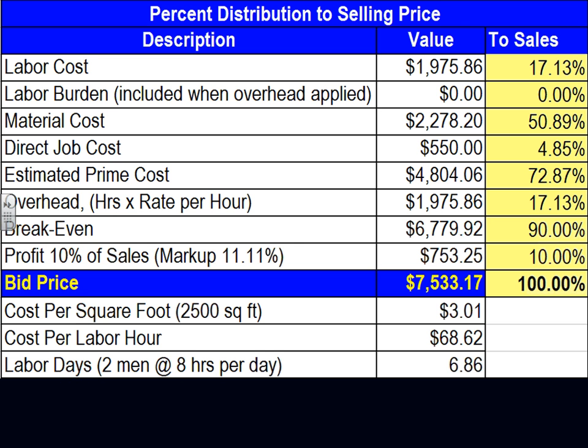Look at the other one, estimated prime cost, the percentage, overhead is 17, break even, of course, 90%. We have profit sales, 10%. It will add up to 100%. So these are the percentages that whoever is reviewing your project, Darren, my friend, and Aaron, is going to be looking at. Are they within the acceptable values for this particular project or not? Any comments, guys? Any questions?